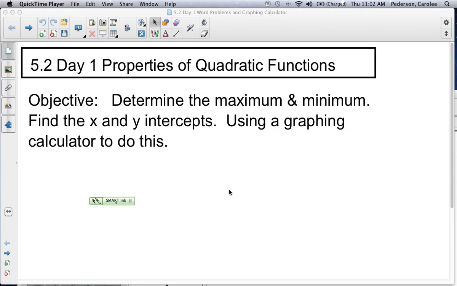Here's 5.2 day 1, properties of quadratic functions. We are going to find the maximum and minimum points and x and y intercepts using a graphing calculator to do this. Tomorrow in class I will have a class set of graphing calculators for you to use. So today I just want you to follow along. We have a couple of word problems to work on with graphing calculators.